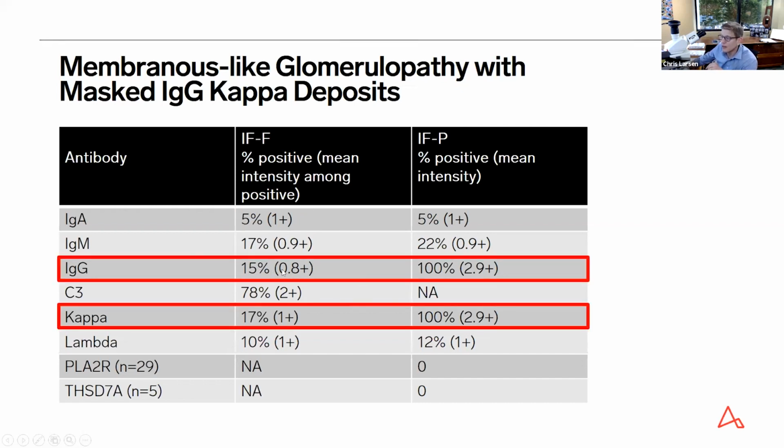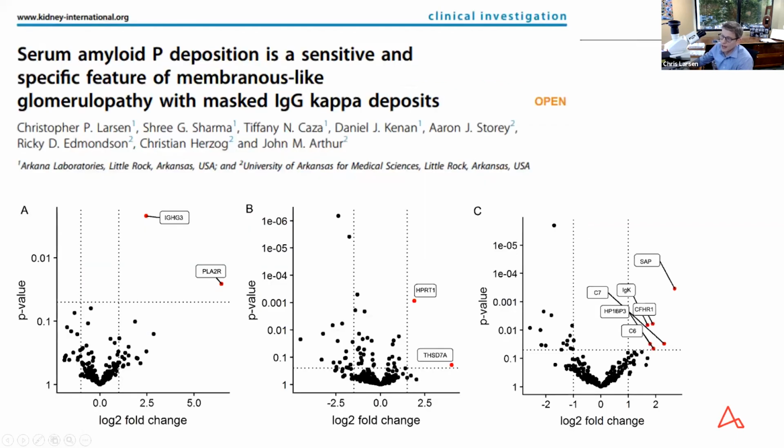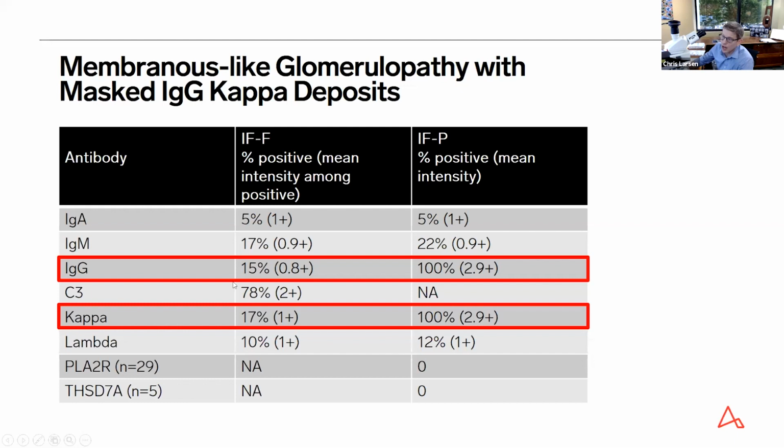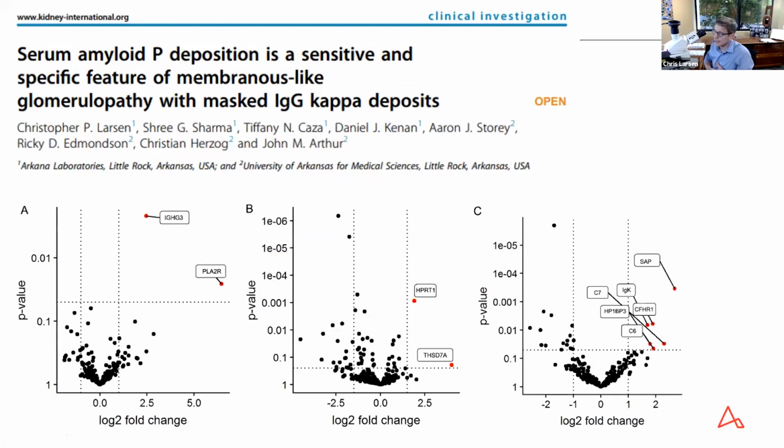But if we compare the frozen immunofluorescence and the paraffin immunofluorescence, you see this dramatic change in these patients for IgG and kappa. You see everything else stays about the same, but the IgG and kappa unmask with the paraffin immunofluorescence. And it should be noted that C3 was common in these patients on routine immunofluorescence. So they could easily be misdiagnosed as C3 glomerulonephritis if the paraffin immunofluorescence is not performed.